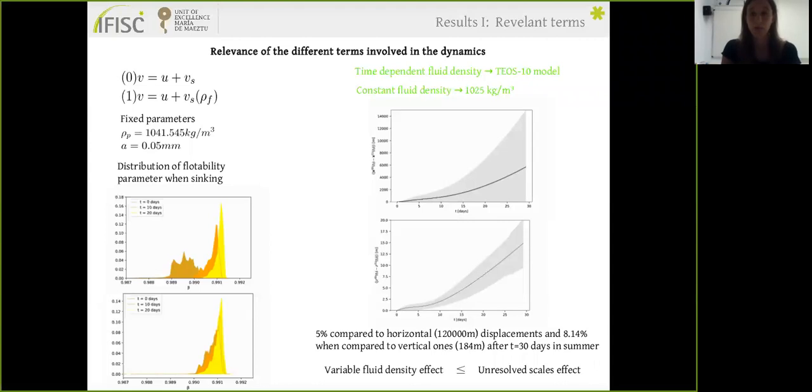So if we compare the effect of these percentages to the unresolved scales effect, we see that the effect of variable fluid density is less, but quite similar to the unresolved scales. So this means that if one wants to analyze the general patterns of motion in the ocean, then it's not necessary to consider the fluid density as a variable. But if one instead looks at the local properties, then of course not, we see that yes, it is important.